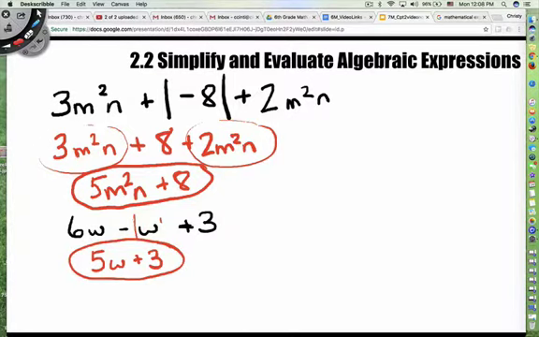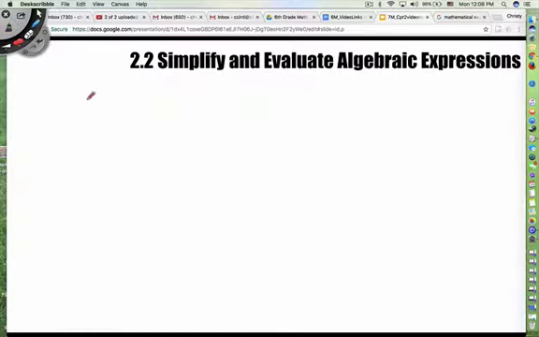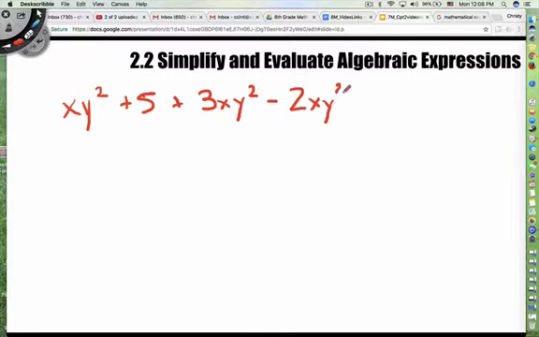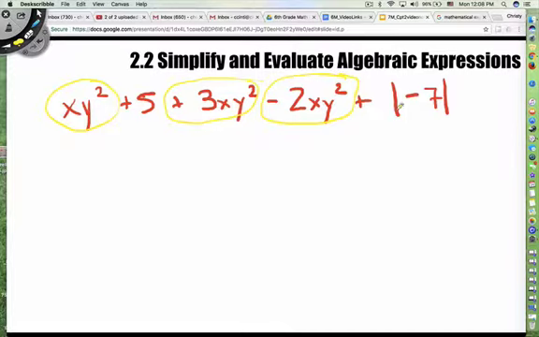And then let's try one more difficult one, and then I'll set you free. xy squared plus 5 plus 3xy squared minus 2xy squared plus the absolute value of negative 7. So our job is to identify like terms. Here's xy squared, and xy squared, okay, these are similar. This is similar. Oh, and here's a negative 2xy squared. This is going to be a constant when we turn it into something. So let's go ahead and add these three together now and subtract.